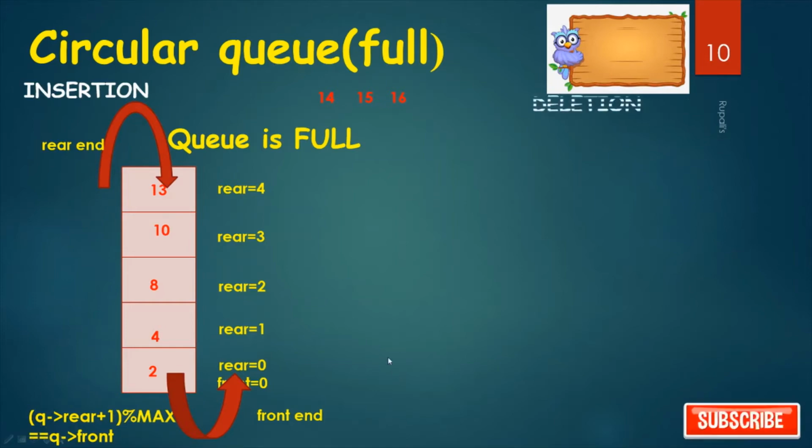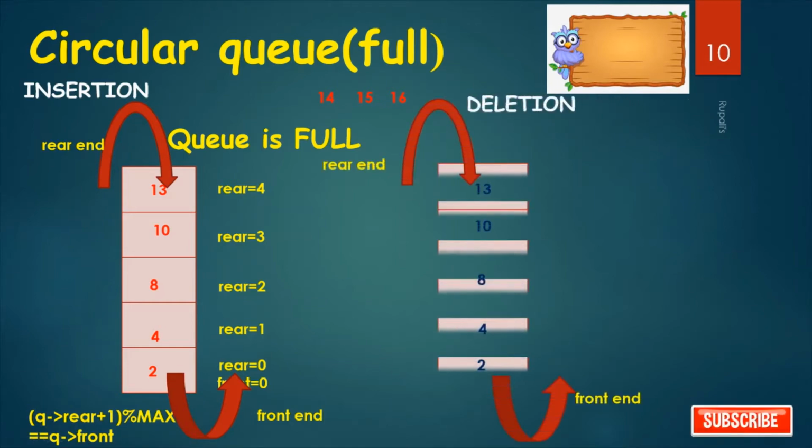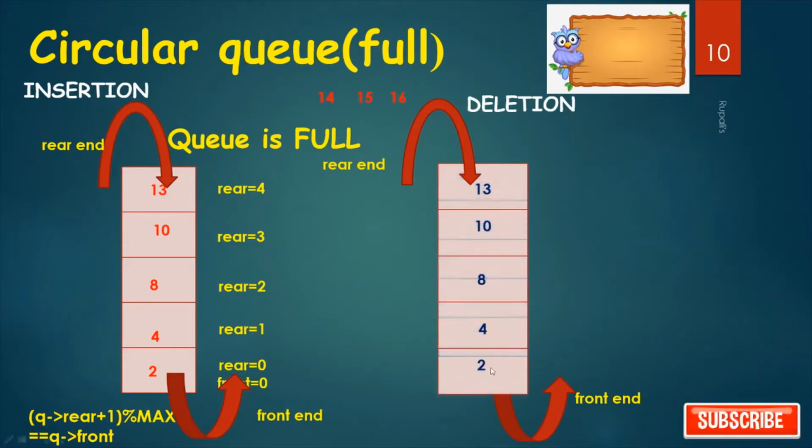Now, I start deletion. Which one is the deleting end? Front end is the deleting end. So, delete 2.